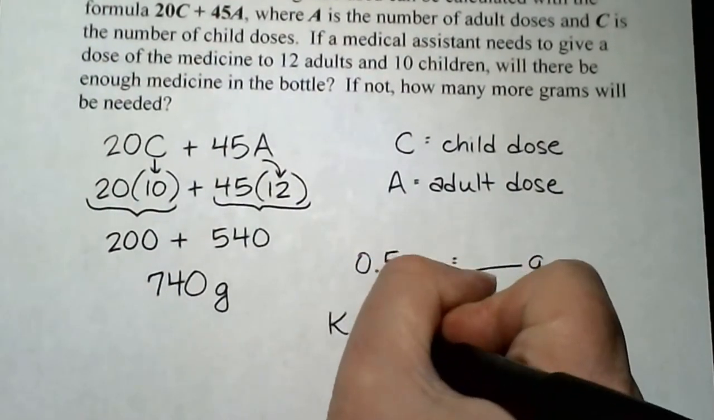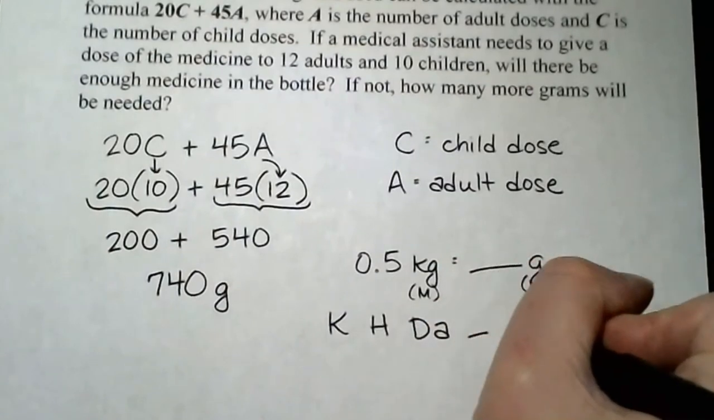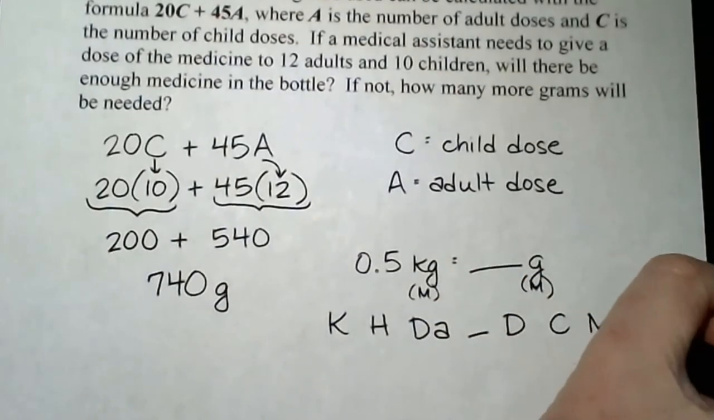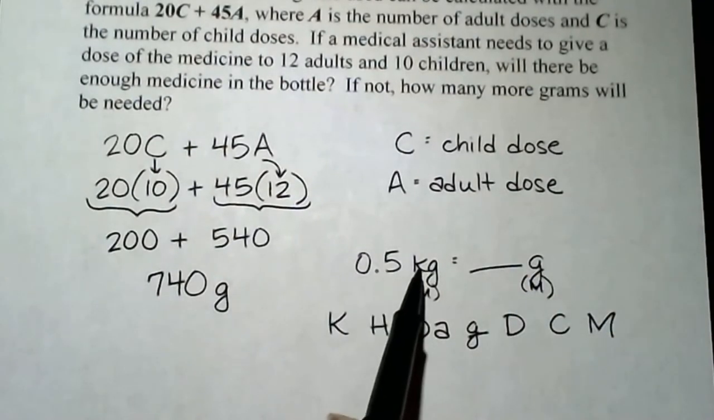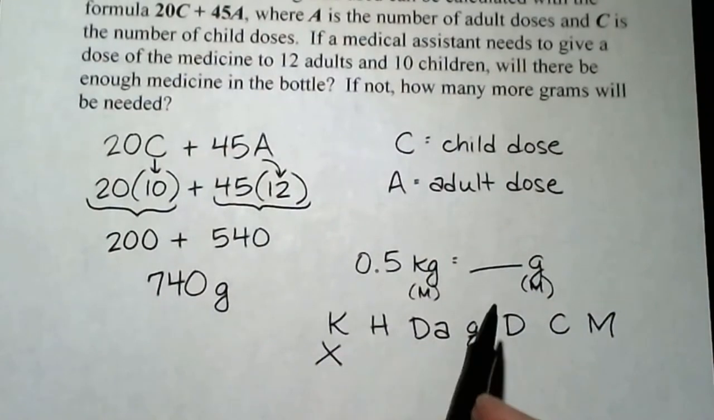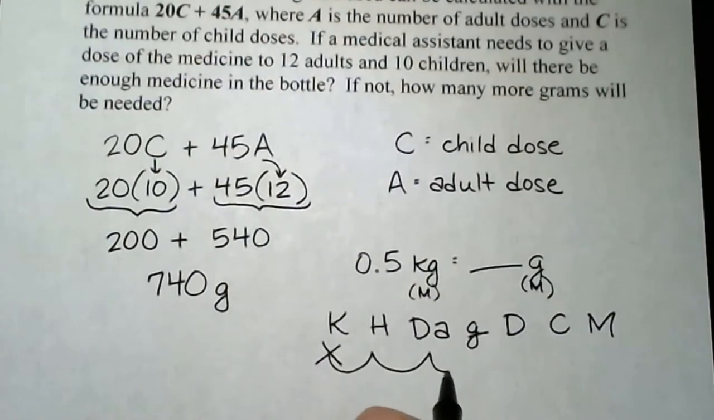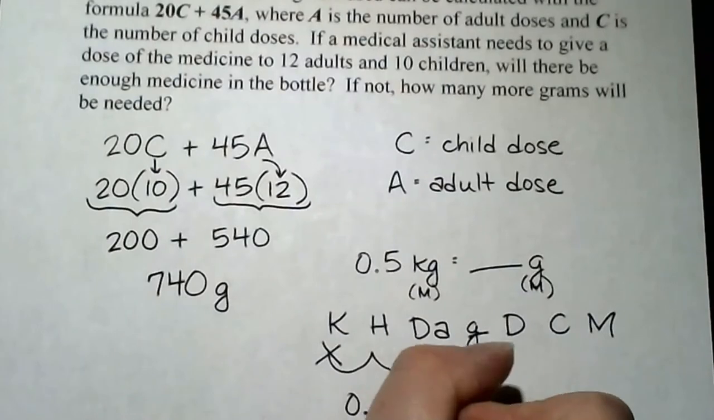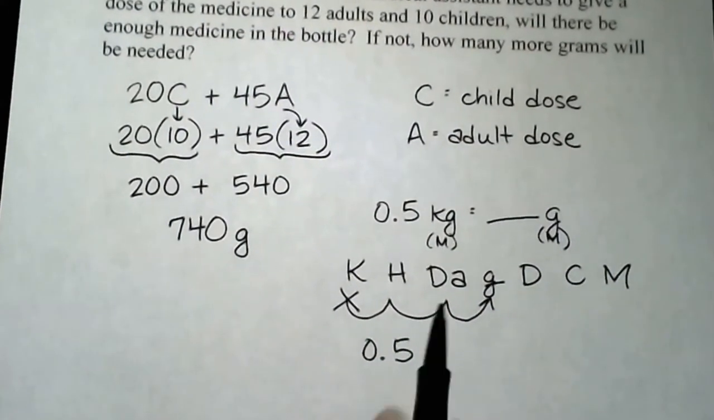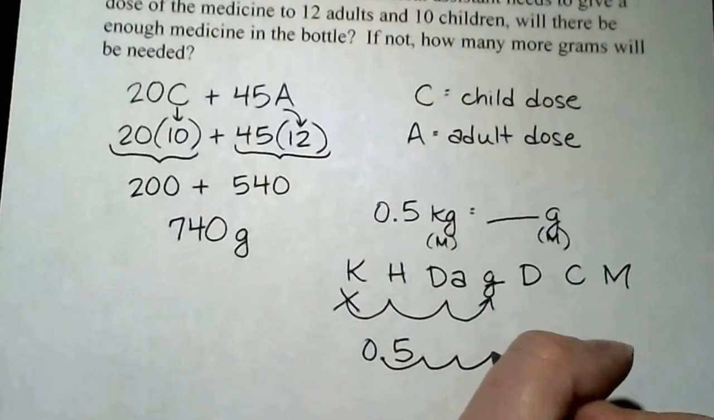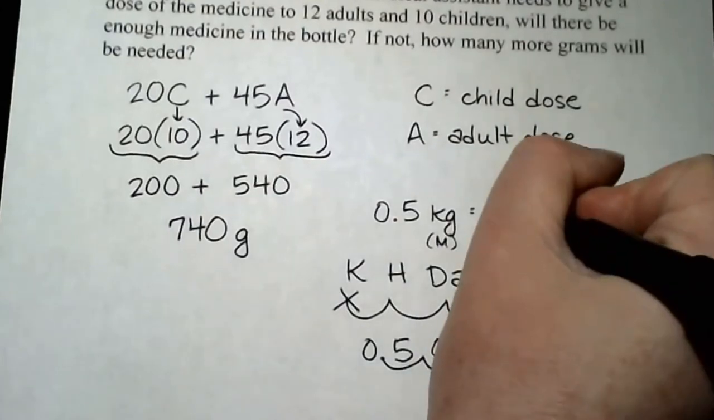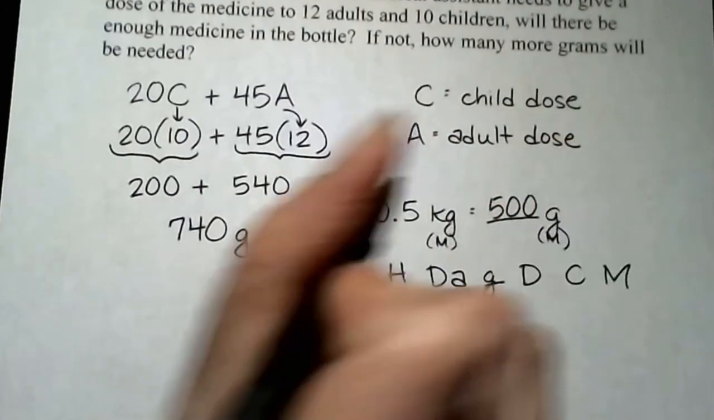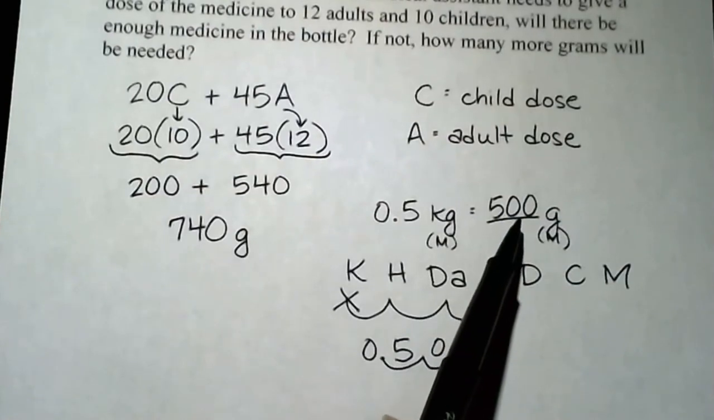So the metric prefix line looks like this. Base unit in this case is the gram. We're starting at kilogram and we're going to change it to gram by moving the decimal 3 places over to the right. Starting in front of the 5, we'll move that 3 times. 1, 2, 3. I need to add a couple zeros. And now we have 500 grams.